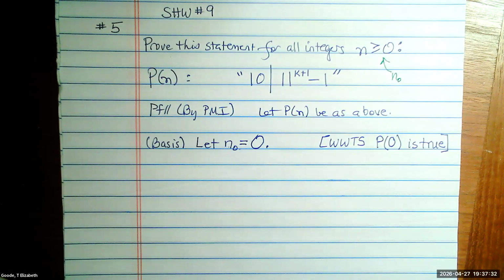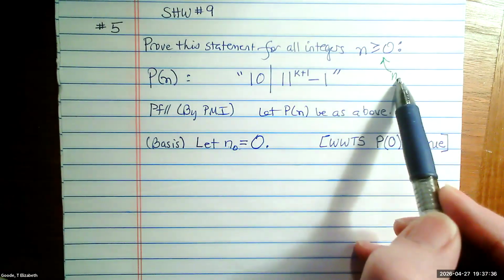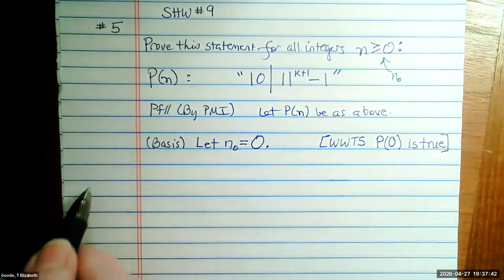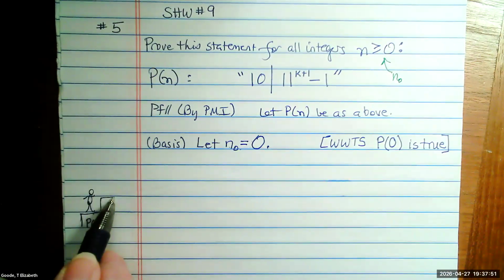All right. So we're always told where to start the argument, and that number is our first value. On the number line, we're going to try to get on step zero. So we're going to try to prove that we can stand here on the bottom step.